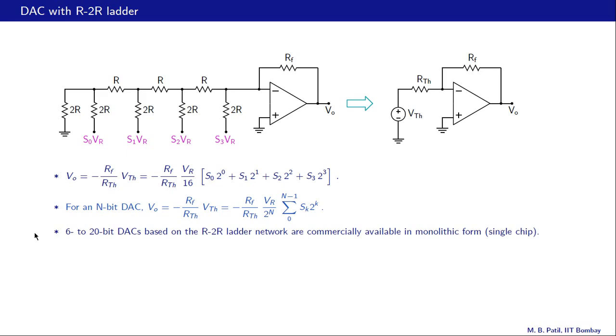Now these DACs based on the R2R ladder network are commercially available, ranging from 6 bit DACs to 20 bit DACs, and they are available as a single package, that is in monolithic form, single chip. And they can be made using the bipolar technology or the CMOS technology, or a combination of the two, which is bi-CMOS technology. And needless to say, higher the number of bits, more expensive is the IC.